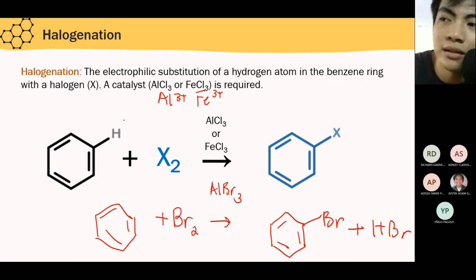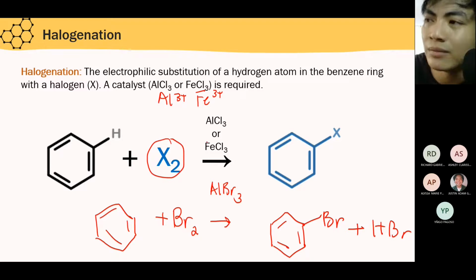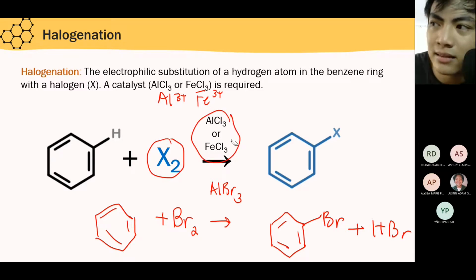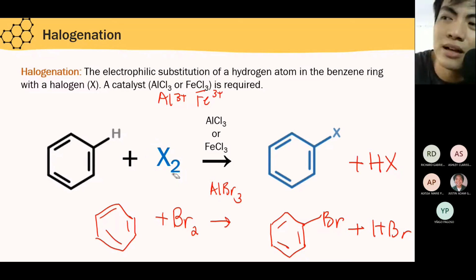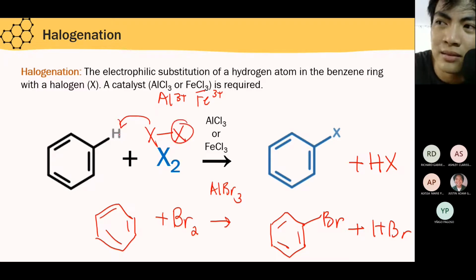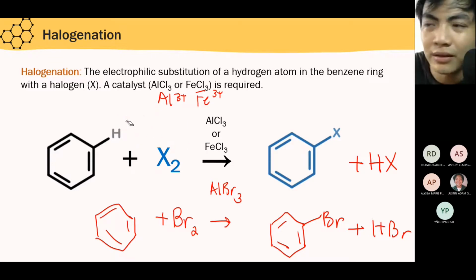So, bali, in general, you have a benzene plus your X2, your halogen molecule. With the catalyst, they will produce a monosubstituted halogenated benzene plus HX. Okay? So, kumbaga, yung X2 na yan, yung dalawang halogen, yung isa dyan papalit dito, yung isa dyan papartneran yung natanggal na hydrogen. Okay? So, yun lang yung first reaction. Ganun lang kasimple. Basically, kabisaduhin lang yan.